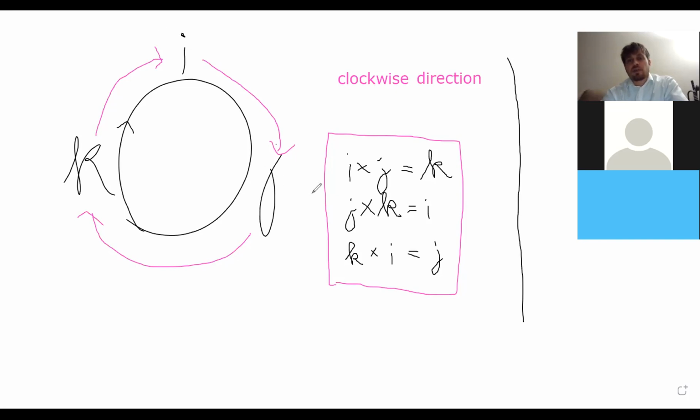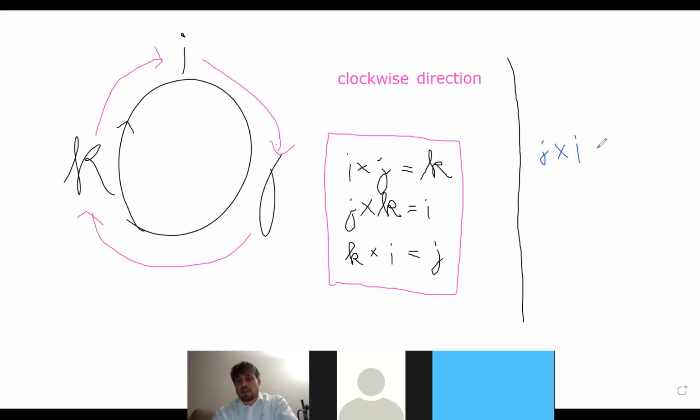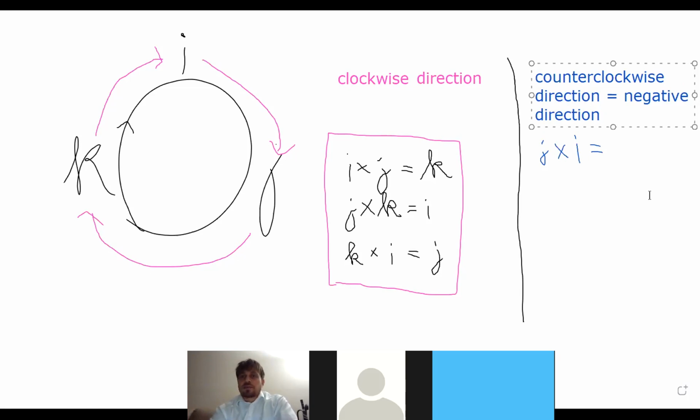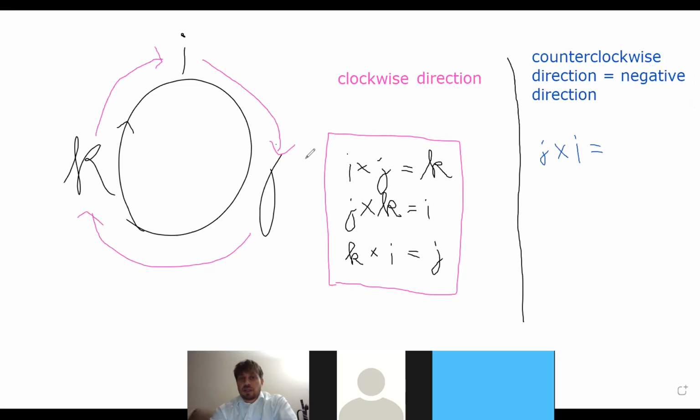So if you wanted J cross I, but without finding I cross J first, just directly from the picture, then think: you're assigning the direction clockwise, right? So if you were to go in the counterclockwise direction, that would be, let's say, the negative direction, because we're in a sense starting with the clockwise direction. So if you go along the circle in the negative direction, the counterclockwise direction, and you want J cross I, you'd start at J and go in the negative direction to I. And you know it's negative because you're going counterclockwise.